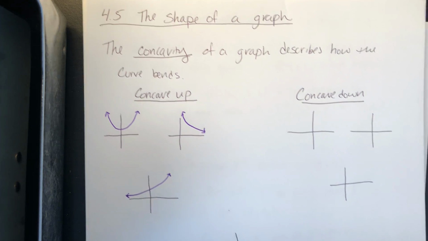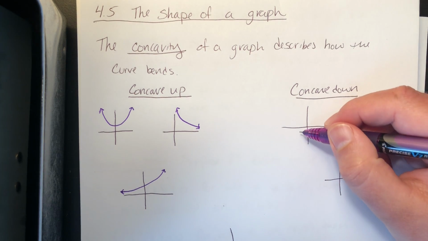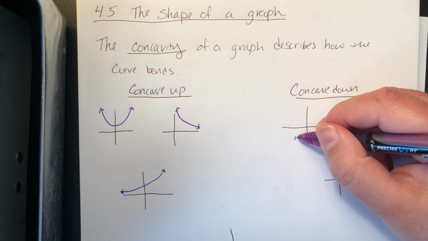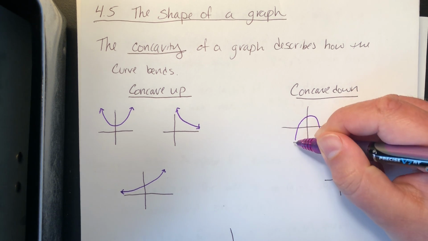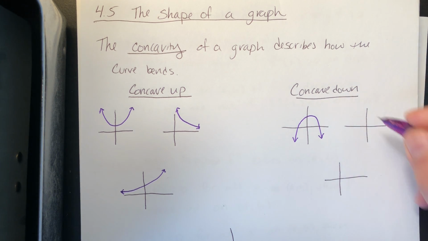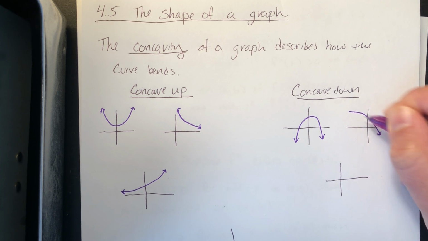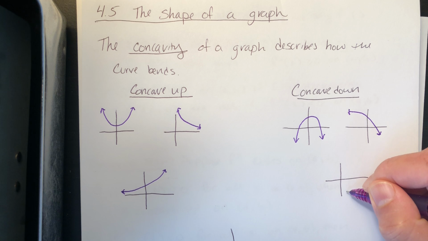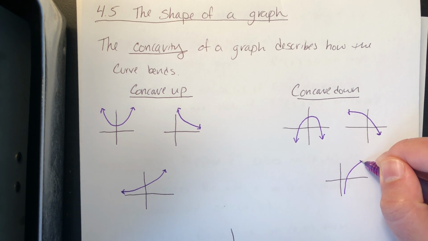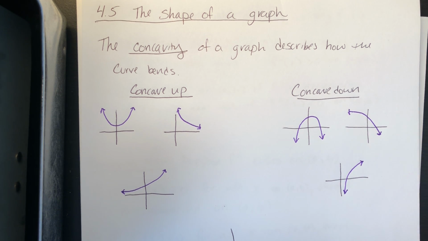And we say that a curve is concave down if it's bending down, right? So a parabola with a negative leading coefficient would be concave down, or maybe something like this. Or even the ln function. ln of x looks like this. These are all concave down functions, or concave down graphs.